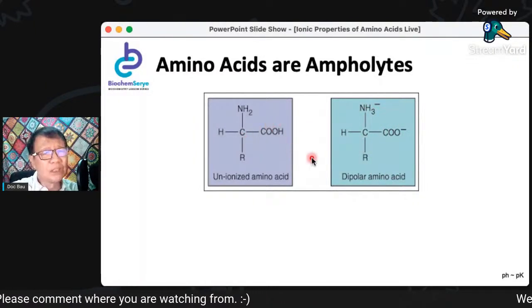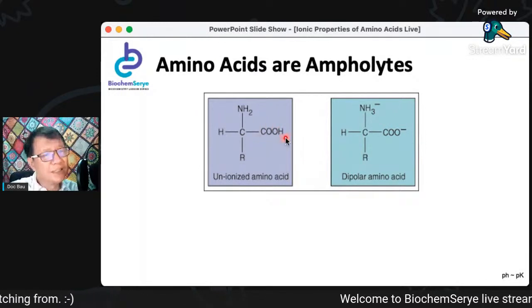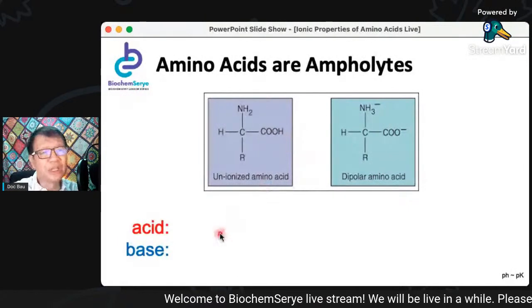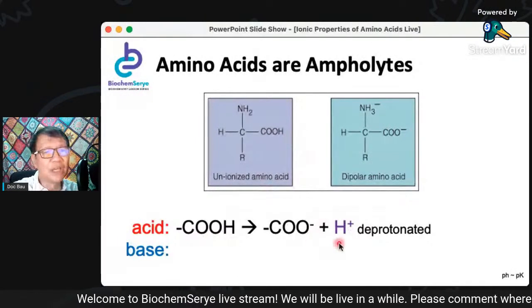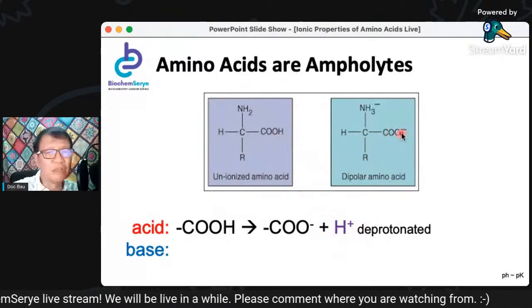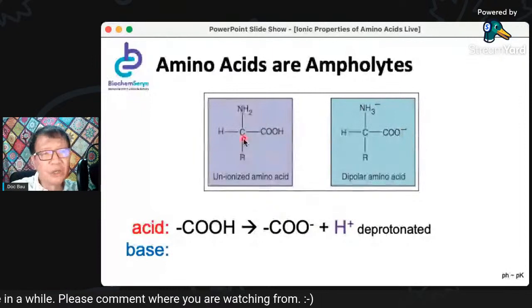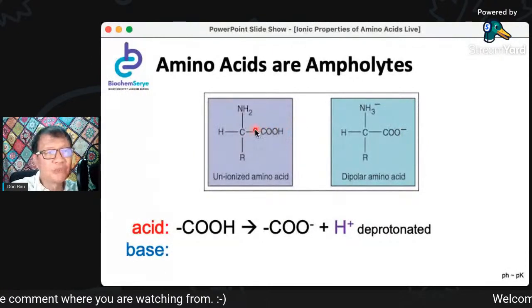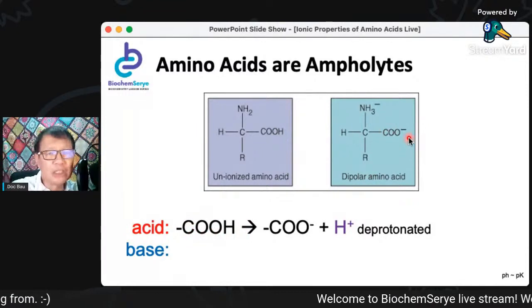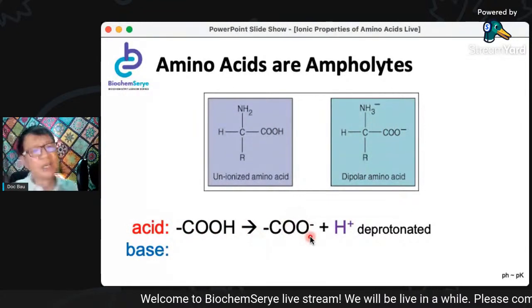What happens is your carboxyl group is acidic, right? So it now donates your hydrogen ion. Your COOH donates its hydrogen ion, so it becomes your carboxylate. Let's take note of the semantics. This is your carboxyl group. When we say carboxyl group, it is COOH. When we say carboxylate, it is already ionized, so it's COO negative.